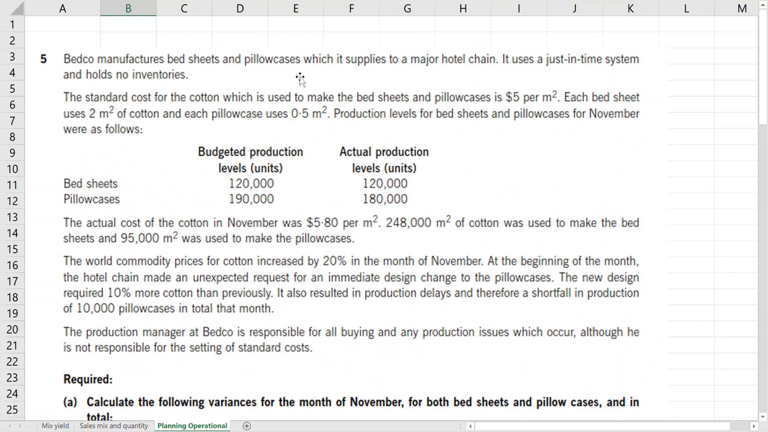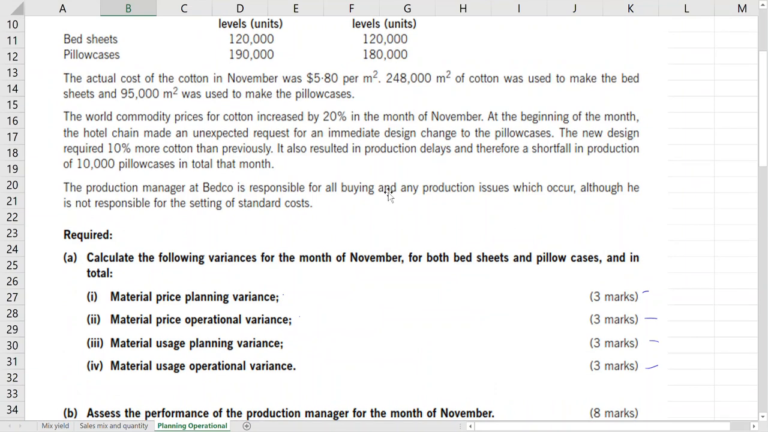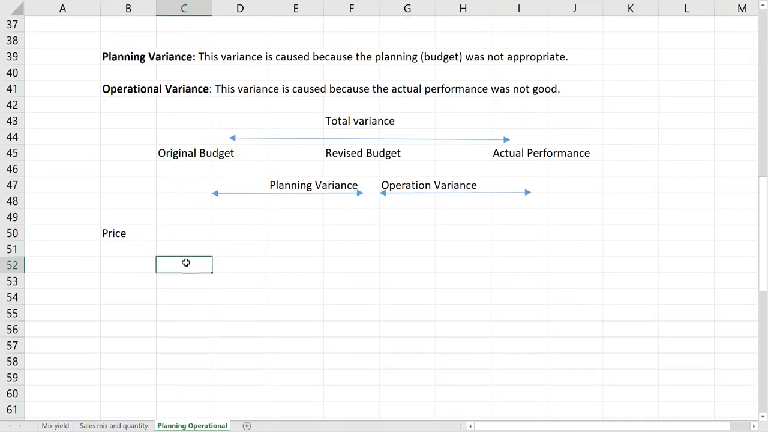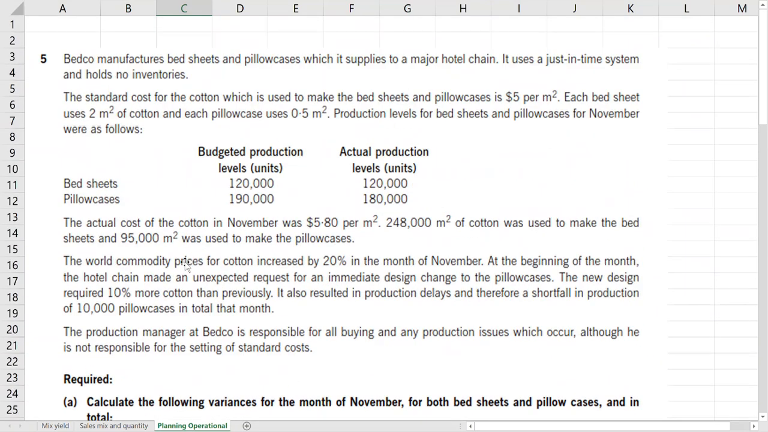Bedco manufactures bed sheets and pillowcases which it supplies to major hotel chains. It uses a just-in-time system. The standard cost for cotton, which is used to make the bed sheets and pillowcases. So we have one material used in both bed sheets and pillowcases, which is cotton. So this is the price. This is my original budget, $5 per square meter.